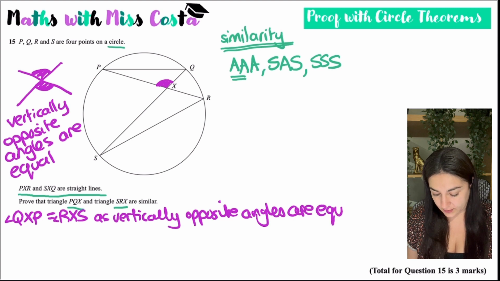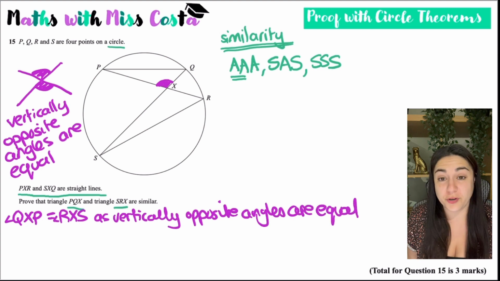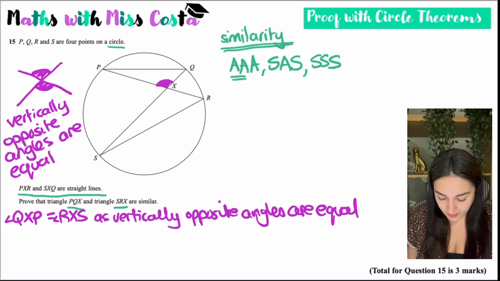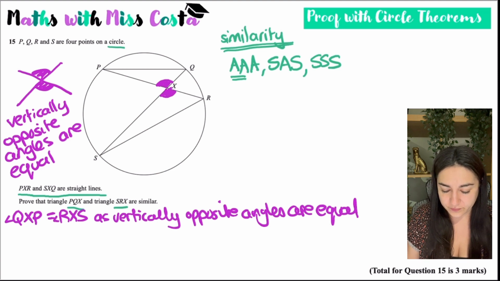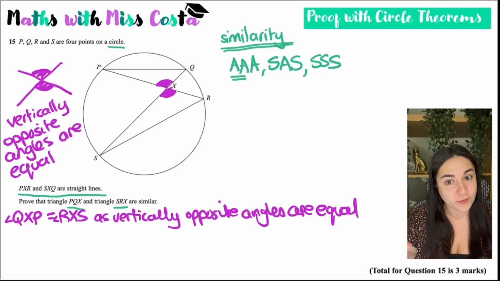So usually, well, you're proving it. So if you're going to prove something, you must state your reasons. You have to. If you don't state your reasons, I'll be like, well, okay, how do you know? So I know that this angle is equal to this one because vertically opposite angles are equal. That's just a basic angle fact. So hopefully, even if you're not 100% on your circle theorems, you recognize that.